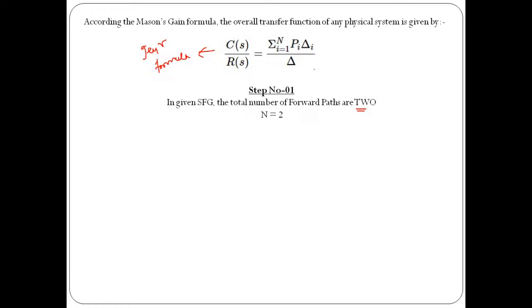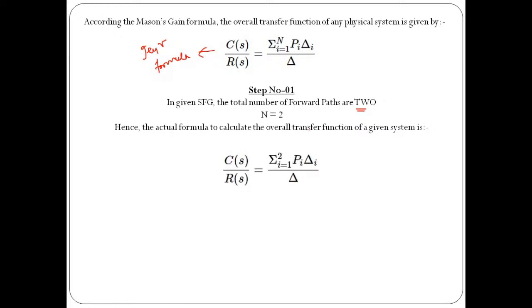Now we need to redefine this formula based on our structure. So the actual formula to calculate the overall transfer function for the system is C(s)/R(s) equals the summation, i varying from 1 to 2. Now instead of n, we take n equals 2, so it is going to be P_i delta_i divided by delta. Applying that, we can write C(s)/R(s) equals P1 delta1 plus P2 delta2, divided by delta. Let this be your equation number 1.